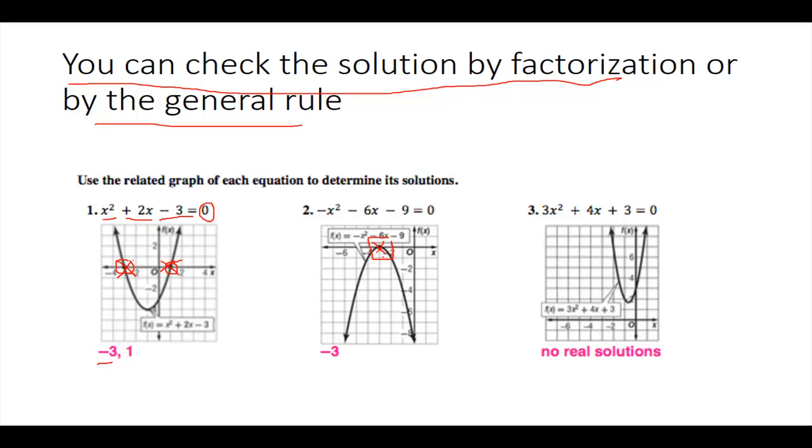Only -3. But here, 3x power 2 plus 4x plus 3 equals 0. So the solution here will be, do we have any intercept between the curve and the x? So x is right here and the curve is right here. Is there any intercept between the curve and the x-axis? No, of course. So we don't have any real solution for this function.